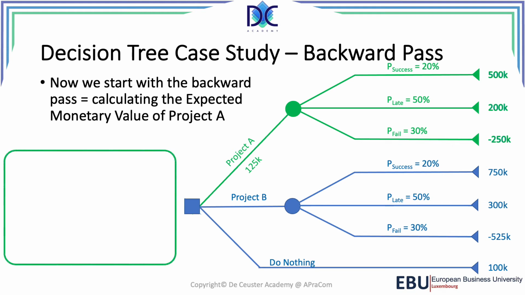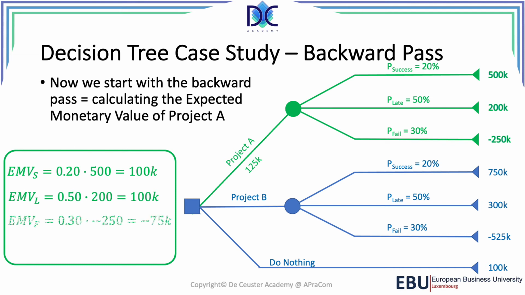And we are doing the calculation in the calculation node, in the circle. First of all, we say that the expected monetary value of success is 20% times 500, which is 100k. We have the expected monetary value of late, which is also 100k, and the expected monetary value of a failure is minus 75k. So when we add all those things together, I find a total of 125k. So that's basically the same thing we found in the table before.